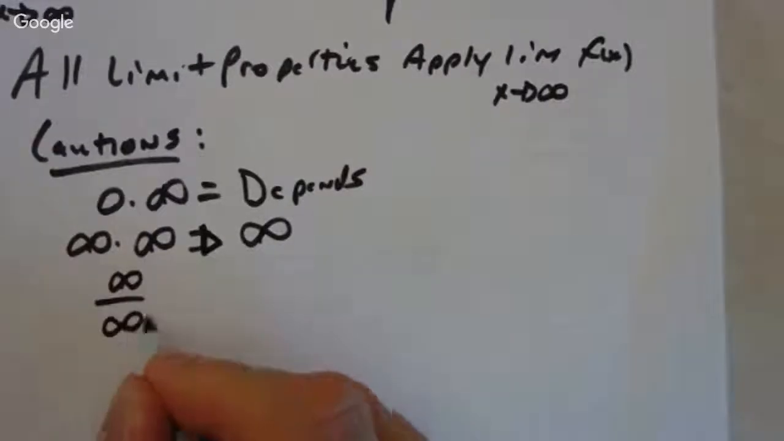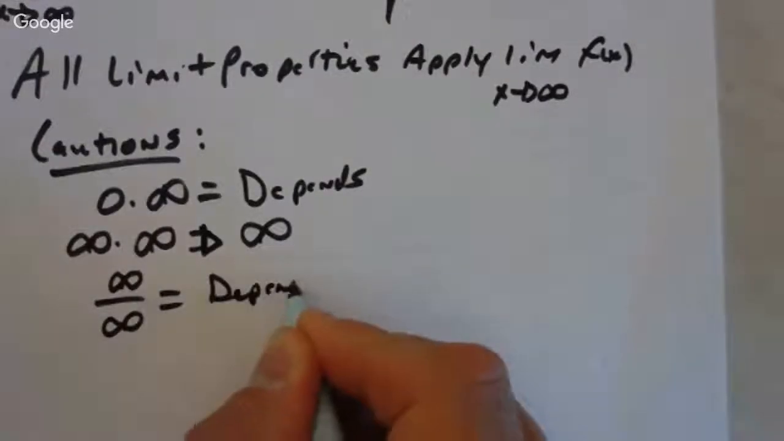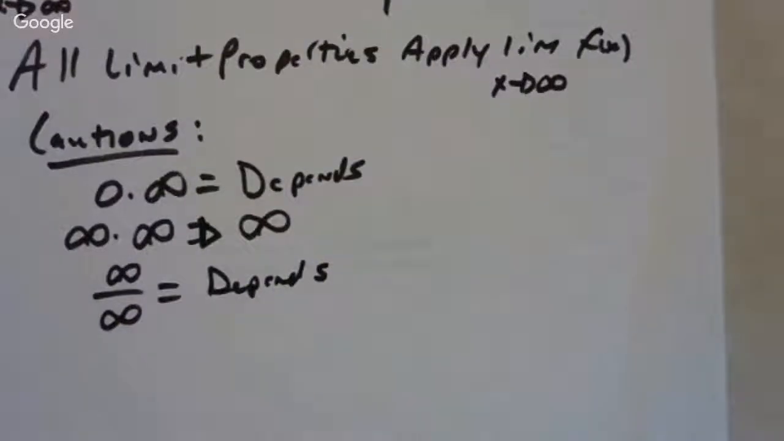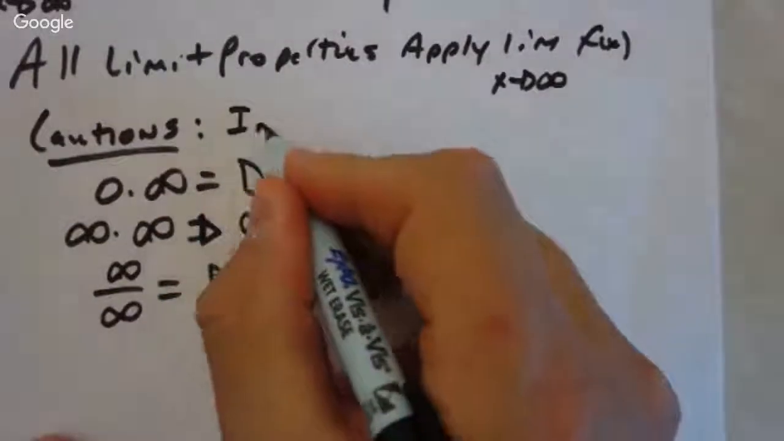Infinity divided by infinity, depends. Depends on how fast the top's going to infinity. Depends on how fast the bottom's going to infinity. These are all called indeterminate forms.